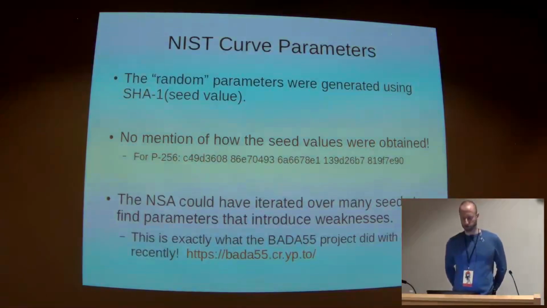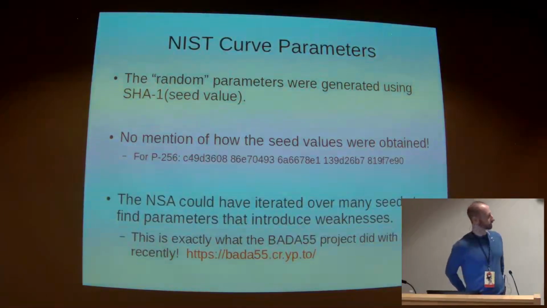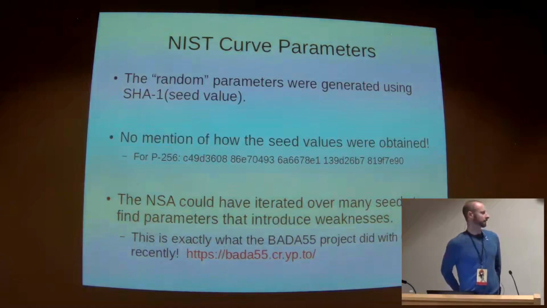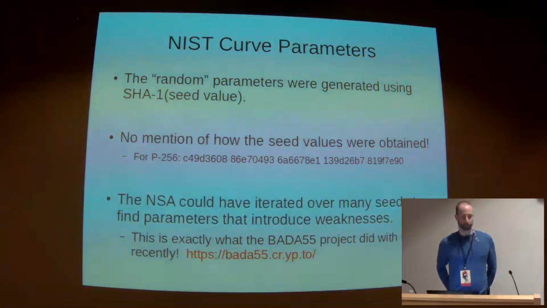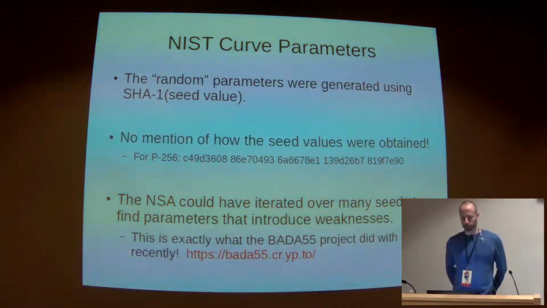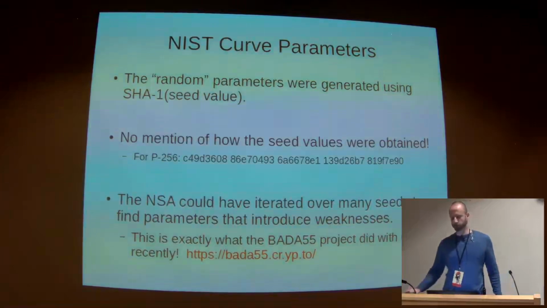For their curve P256, I've got right there the seed value. What is that? It looks random, but was it chosen? Did they search through many seed values to produce outputs that make weak curves? That's really the punchline behind it all: where did these come from?